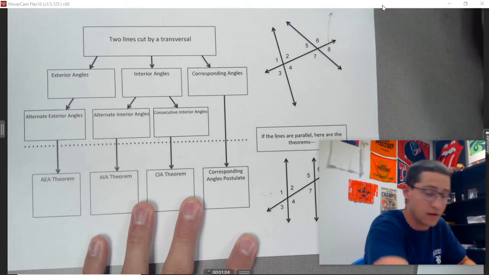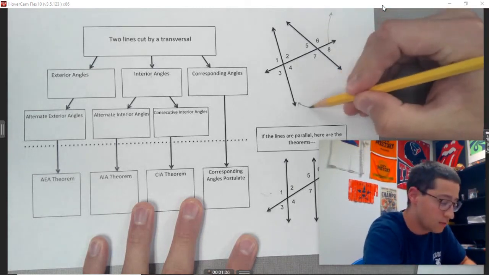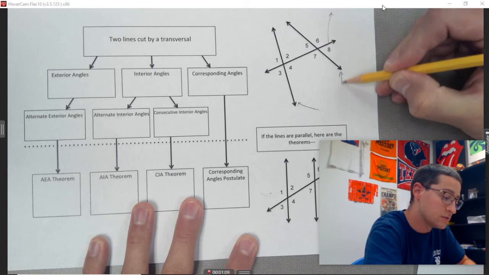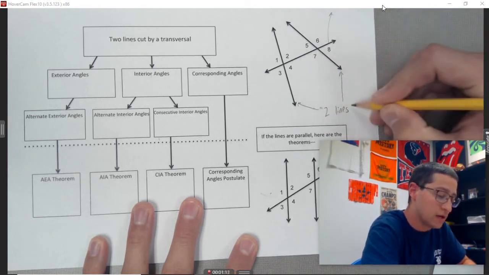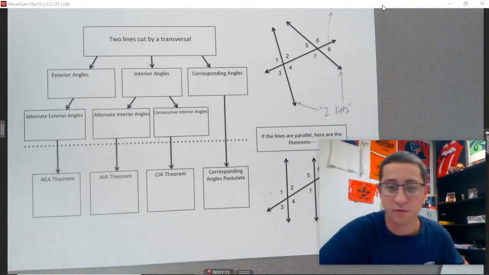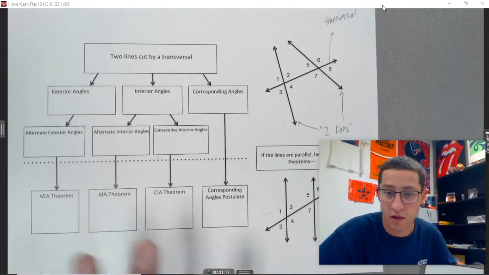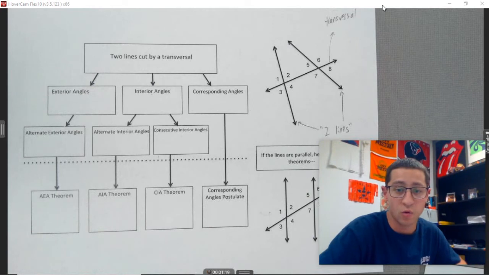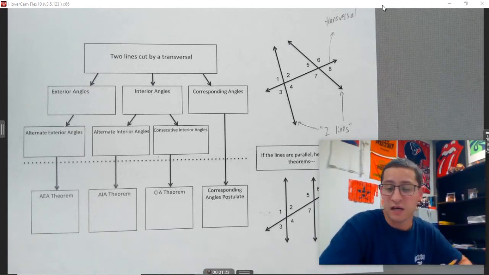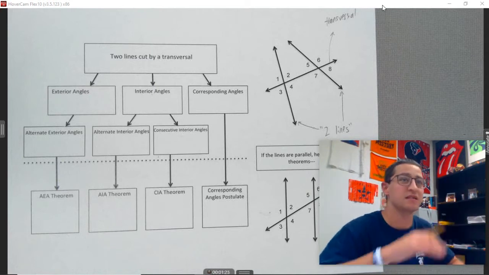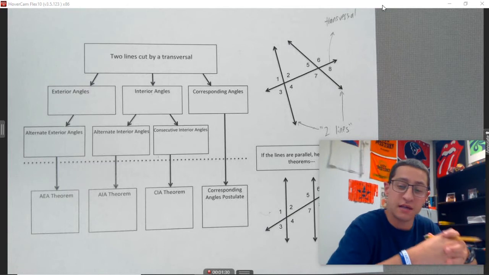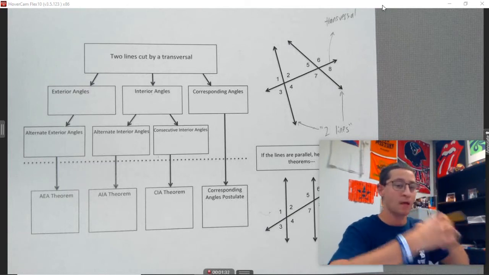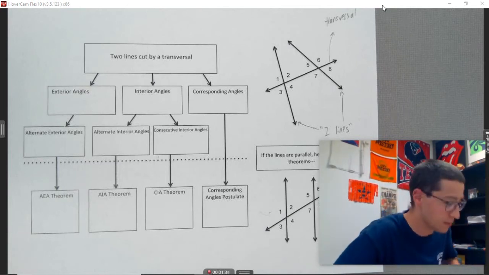And then these are what I like to call my, I know this is going to sound weird, but I like to call these my two lines. I kind of like to talk about it like that. I know that sounds weird, but we want to think about those as the two lines as kind of one thing, because it helps us with our exterior and interior angles. And that's actually the first thing we're going to go ahead and talk about.